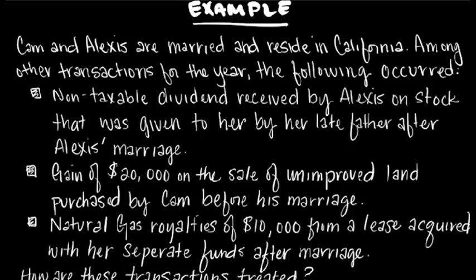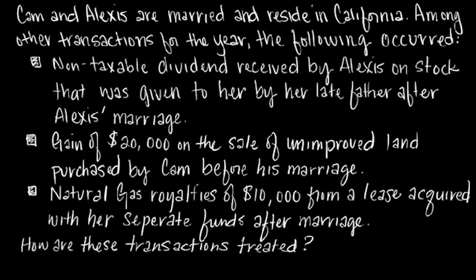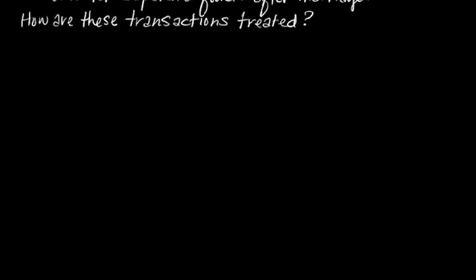Cam and Alexis are married and reside in California. Among other transactions for the year, the following occurred. A non-taxable dividend was received by Alexis on stock that was given to her by her late father after Alexis's marriage. There was a gain of $20,000 on the sale of unimproved land purchased by Cam before his marriage, and Alexis received natural gas royalties of $10,000 from a lease acquired with her separate funds after the marriage. So, how are these transactions treated?